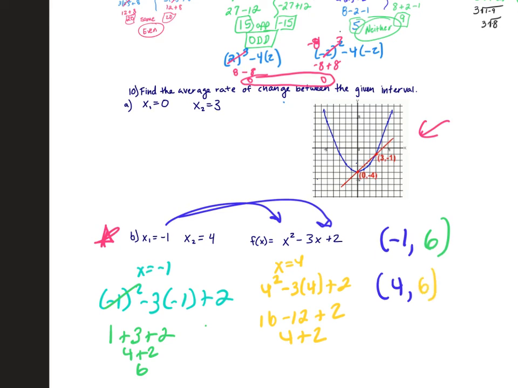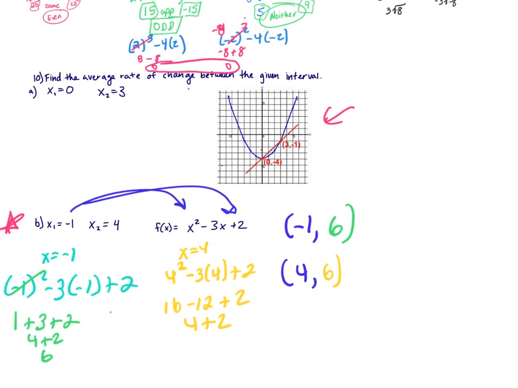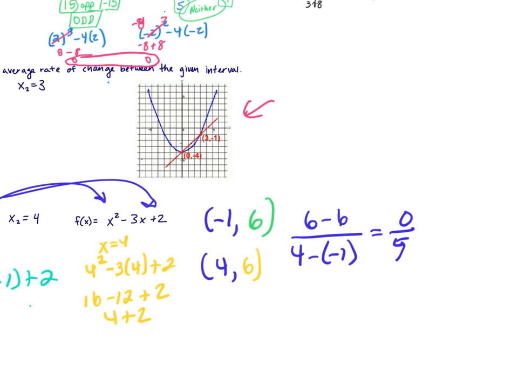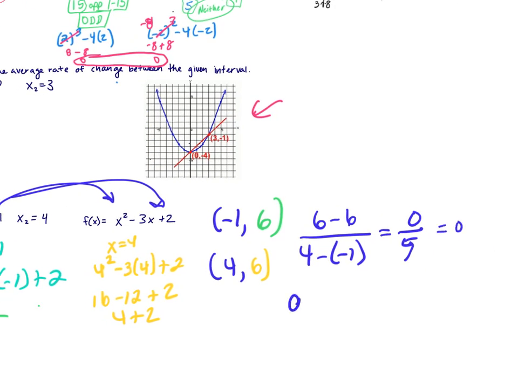6. Okay, so now we're going to do our average rate of change where we just use our slope formula. So I'm going to say 6 minus 6 over what? So, isn't it just 0? Correct, 6 minus 6 is 0, over 4 minus negative 1. So I get 0 over 5, which is 0. So the average rate of change here is 0.